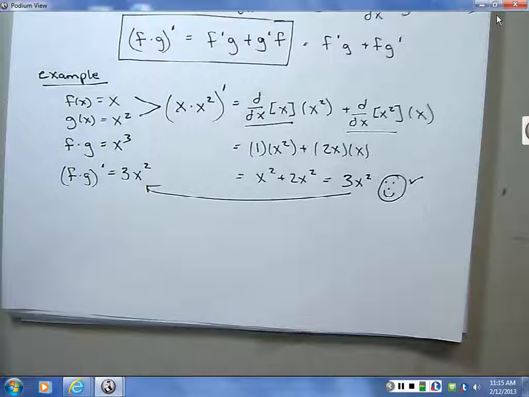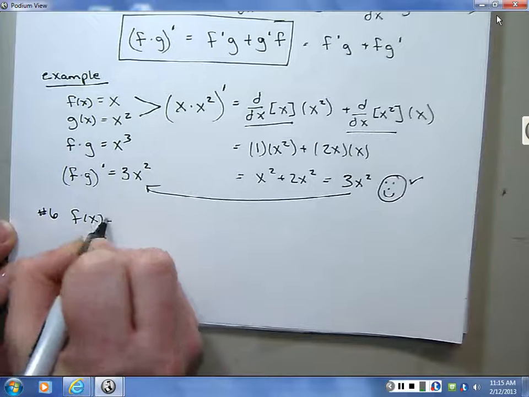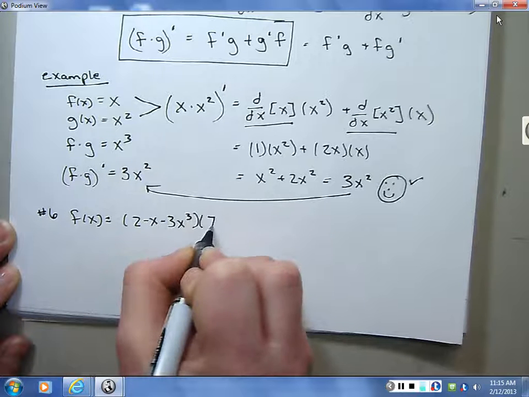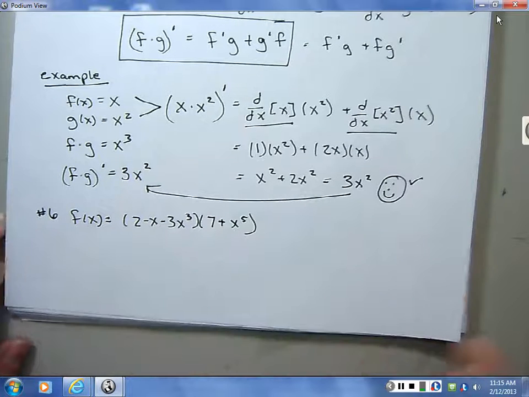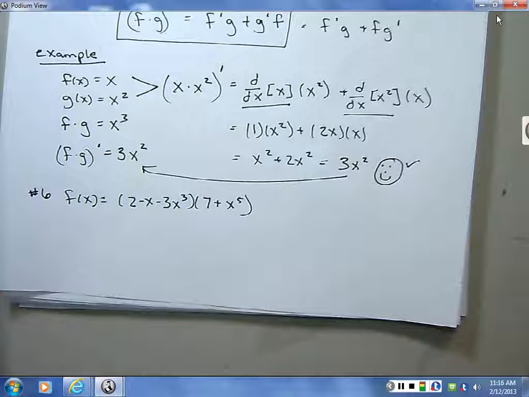There will be times when foiling out and differentiating is quicker than the product rule. There will be times where the product rule is quicker than foiling it out. Both ways will give you the same answer. So let's look at number 6 in your book. f of x equals 2 minus x minus 3x cubed times 7 plus x to the 5th. So let's first do it by 2.3 techniques by foiling it out, and then we'll use 2.4 techniques, the product rule, and compare our answer.